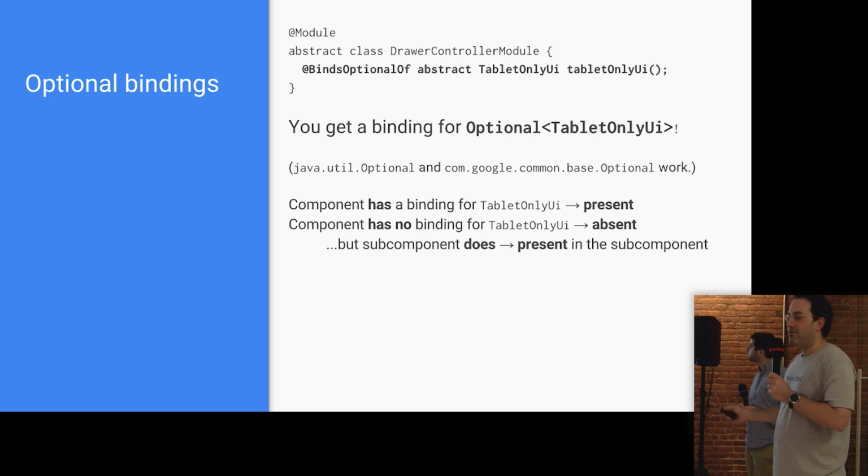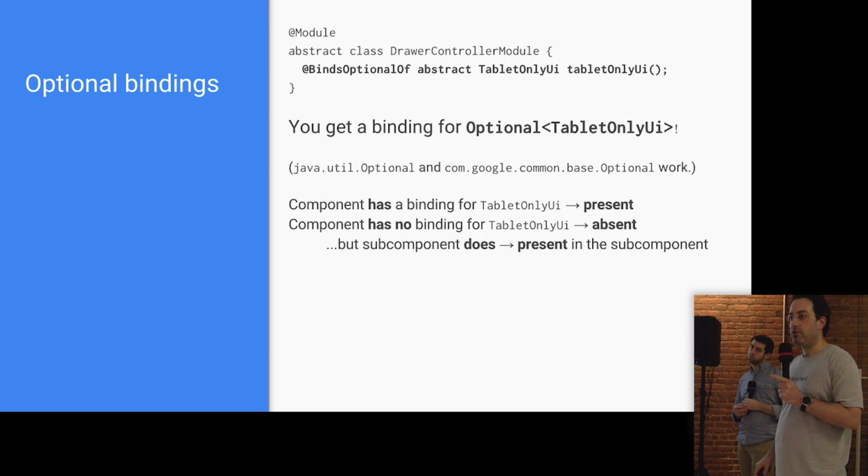So there's a hacky way to do it that involves multi-bindings, and you already know about it. So the new feature is called @BindsOptionalOf. In one of these abstract modules, you annotate an abstract method with @BindsOptionalOf, and you give it the type you want an optional binding for. You now have a binding for Optional of TabletOnlyUI.